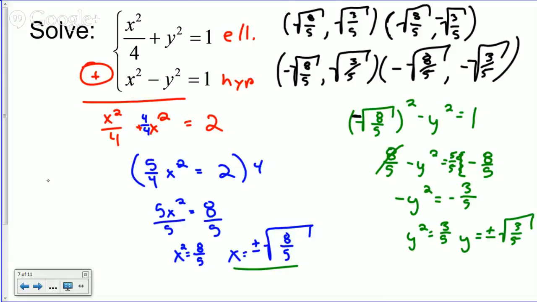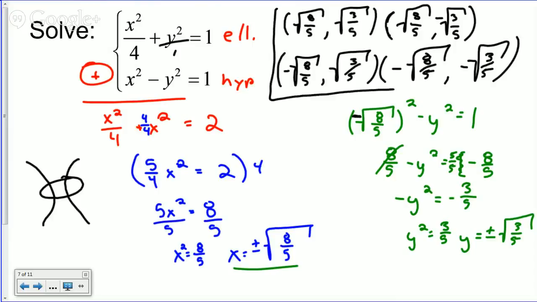So this hyperbola, which is opening this direction, and this ellipse intersect 4 times here. How did I know that my hyperbola was opening that direction? Because x came first. How did I know my hyperbola was longer this direction? Because x had the bigger number. Remember, this one's over 1. So it's longer in the direction with the bigger number. So here are my solutions there.